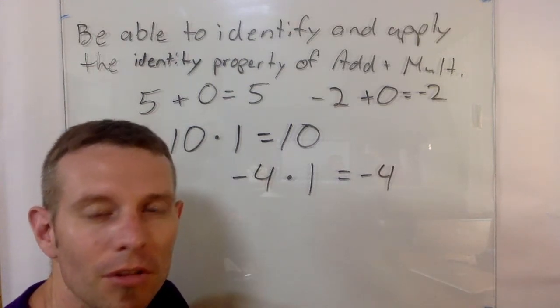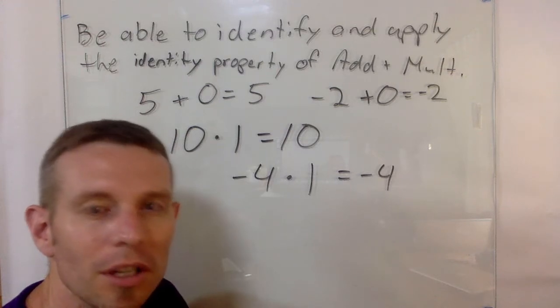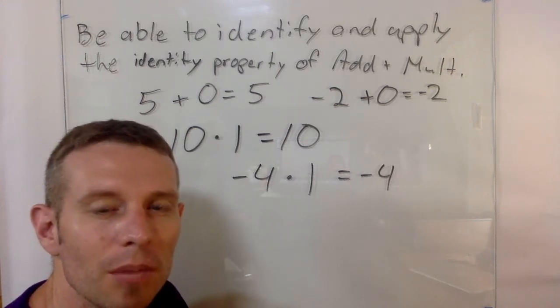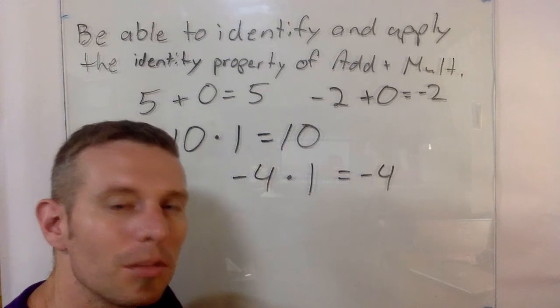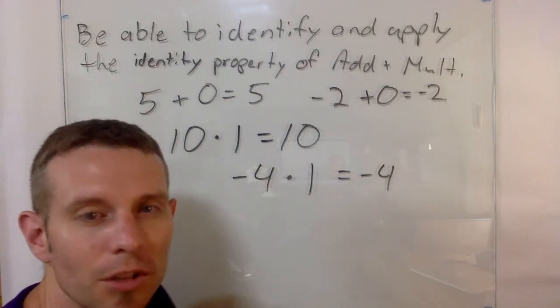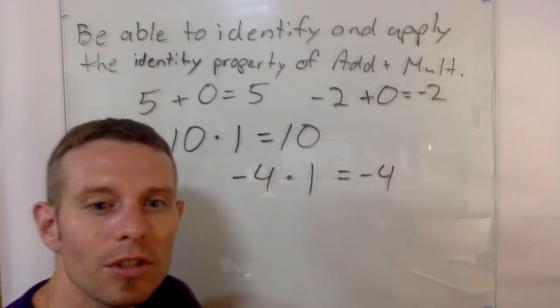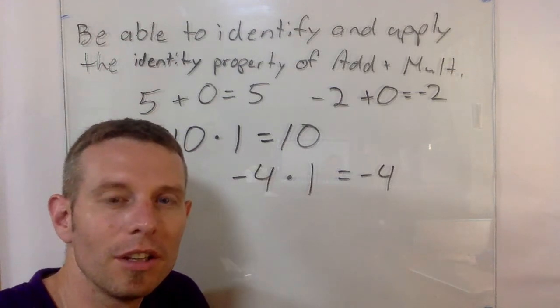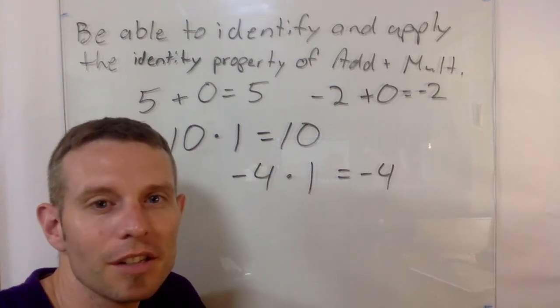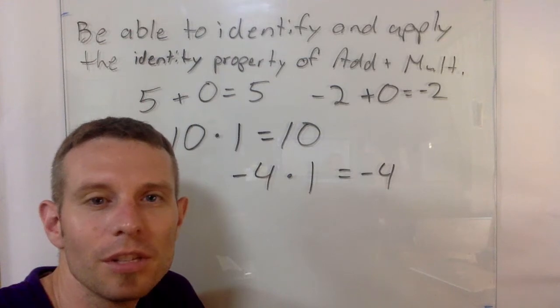Okay, you can remember it by you're not changing anything about the number, but you're using an operation. Addition is plus 0, multiplication is times 1, and you get the original number. Nothing changes in that. All right, that's it. That's the identity property of addition and multiplication.